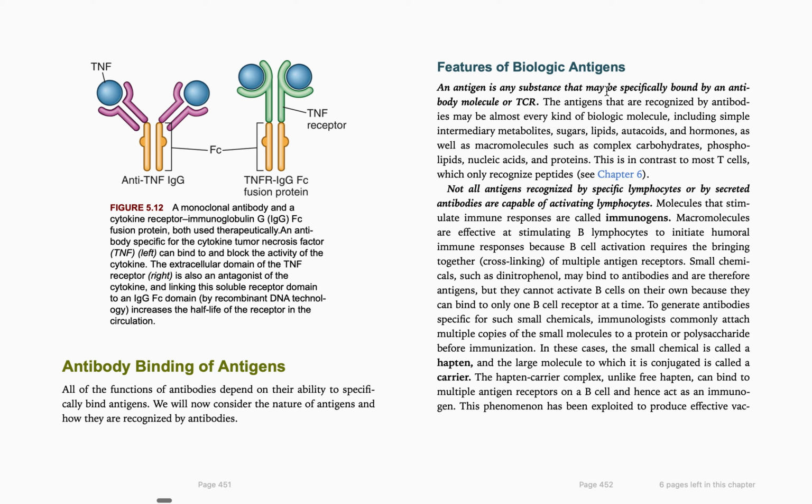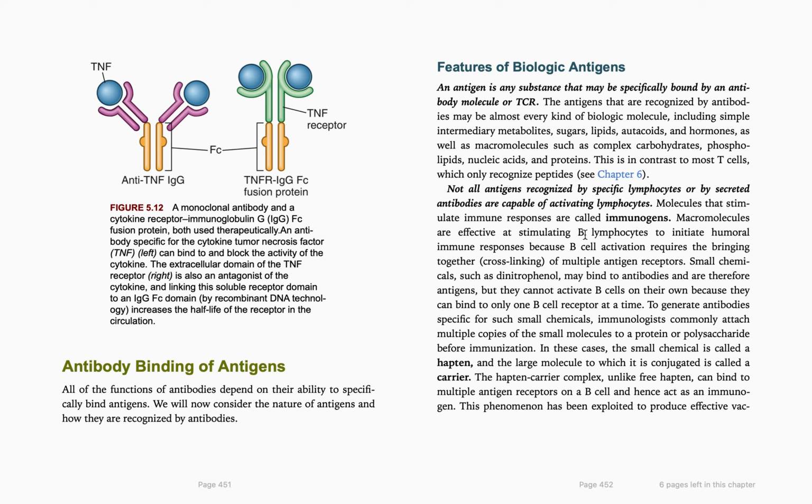Features of biologic antigens. An antigen is any substance that may be specifically bound by an antibody molecule or T cell receptor. The antigens that are recognized by antibodies may be almost every kind of biological molecule, including simple intermediary metabolites, sugars, lipids, alkaloids, hormones, as well as molecules such as complex carbohydrates, phospholipids, nucleic acids, and proteins. This is in contrast to most T cells, which only recognize peptides.